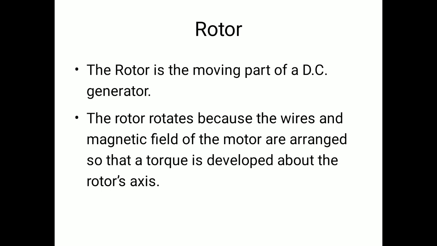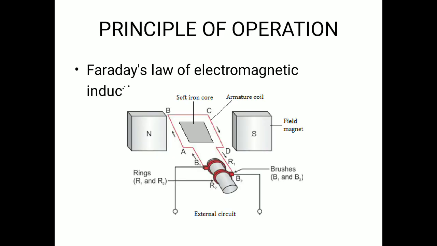Next, the rotor. The rotor is the moving part of the DC generator. It rotates, and the magnetic field of the machine is arranged so that torque is developed on the rotor axis. The principle of operation is Faraday's law of electromagnetic induction. We already saw that when a magnetic field interacts with an electrical circuit, it produces an electromotive force, which is induced in the circuit and is directly proportional to the rate of change of flux. Here there is a north pole and a south pole, and centrally we place the soft iron core. This is the principle of the DC generator.